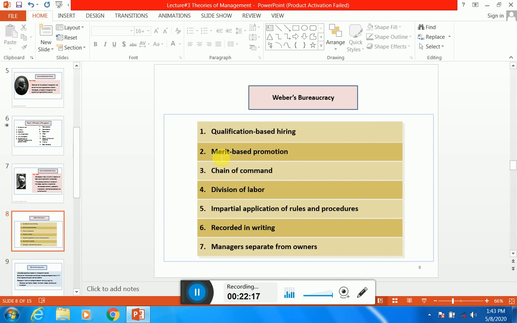Next, chain of command. As I told you, scalar chain we have already discussed. Division of labor. As I told you, division of labor simply means specified tasks, clarity in the tasks, specialty. The people will perform the repetitive task, they will be more appropriate and the chances of error will be reduced. That is simply known as the division of labor, specialization in the work. Impartial application of rules and procedures.